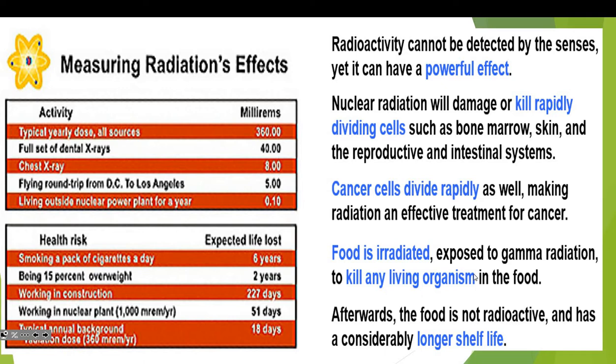Food is irradiated, exposed to gamma radiation, to kill any organisms on there. If I want to get strawberries from California to New York, the only way I'm going to do that and still have them nice is to irradiate them.